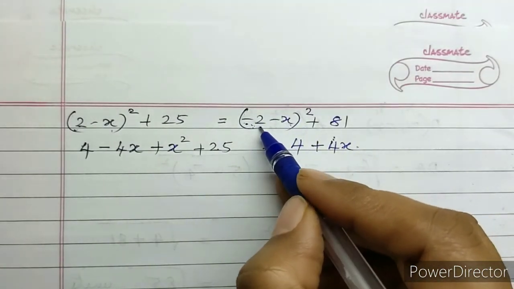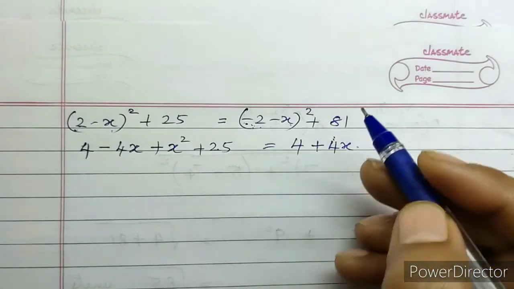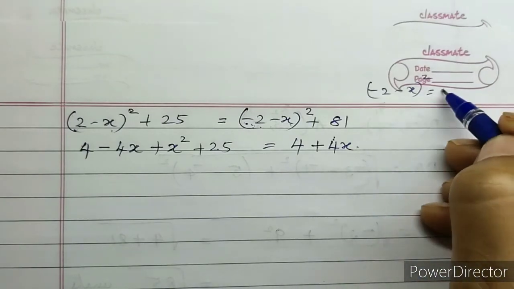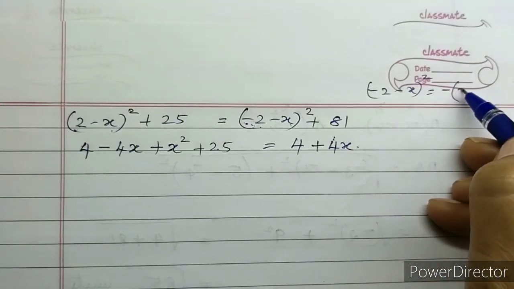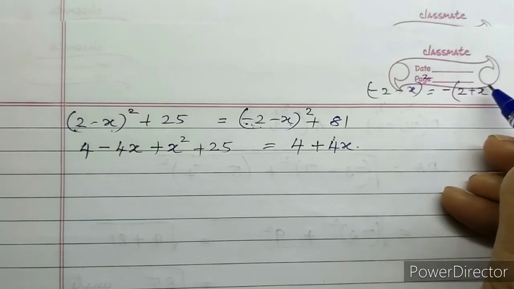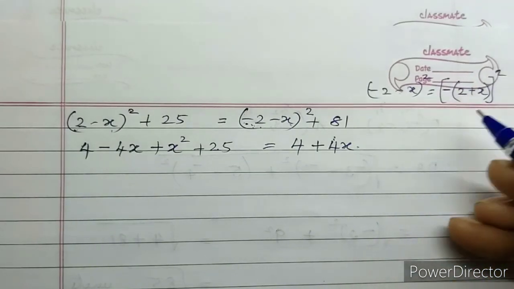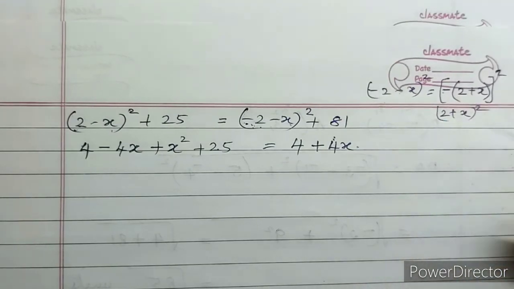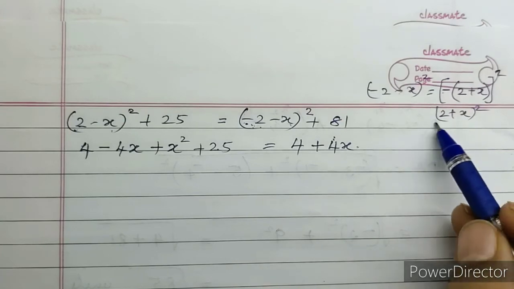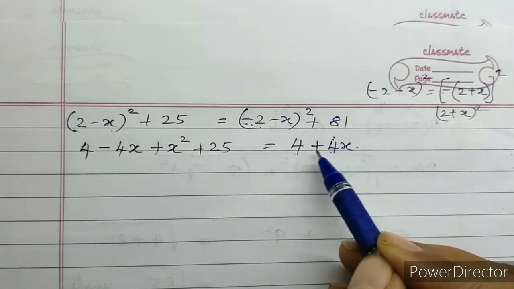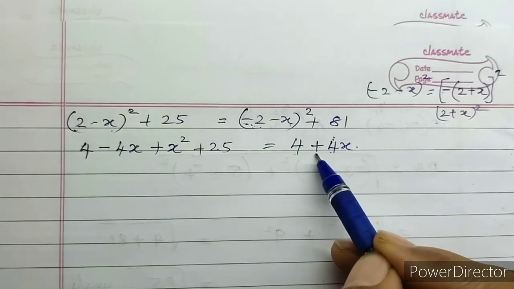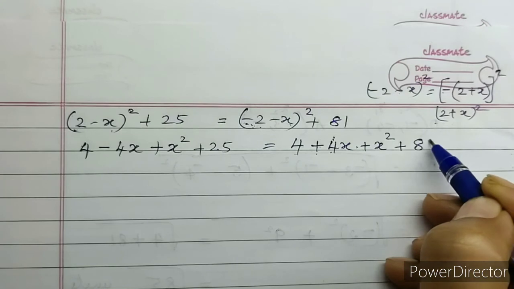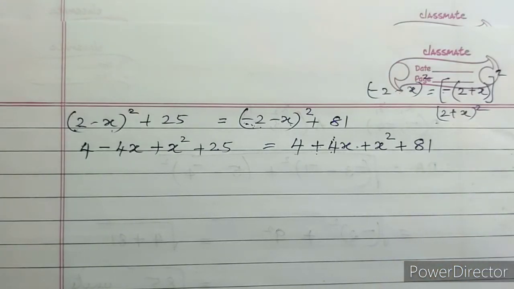If you have any doubt, you can take the negative symbol outside. (−2 − x)² means one negative can be removed outside, so the 2 changes to plus, (2 + x)². Minus of a square means it becomes plus, so it becomes (2 + x)² only. So this is the form. This also comes positive only, minus 2ab, because of this sign it comes plus, plus x² plus 81.